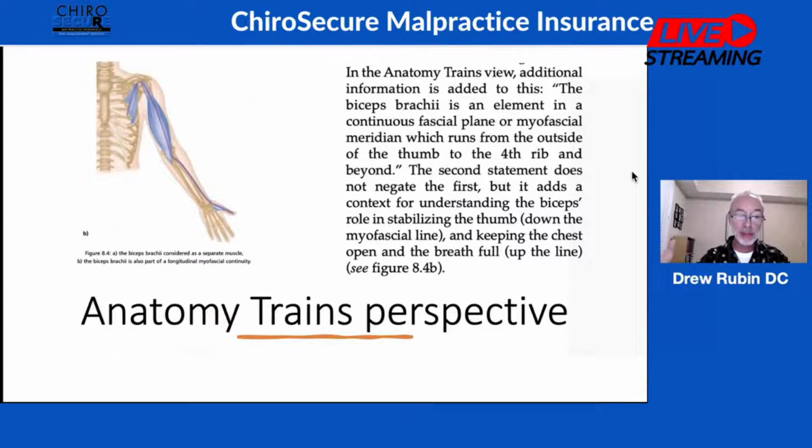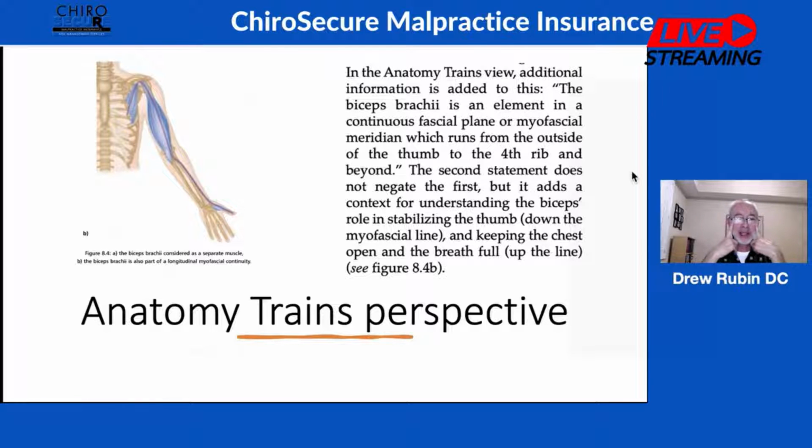But the Anatomy Trains perspective is much more global, which is why I think this is such a great thing for chiropractic. In the Anatomy Trains view, additional information is added. The biceps brachii is an element in a continuous fascial plane, or myofascial meridian, which runs from the outside of the thumb to the fourth rib and beyond. Now, this doesn't negate the first. It doesn't negate the fact that it's an arm flexor, but it shows that there's stabilization of the thumb, keeping the chest open, helping breathing. There's so many other pieces to this.